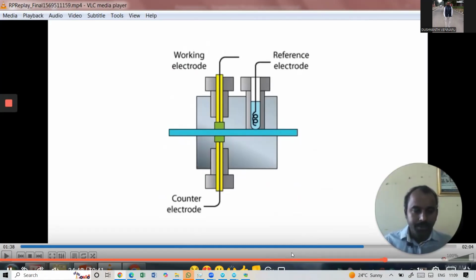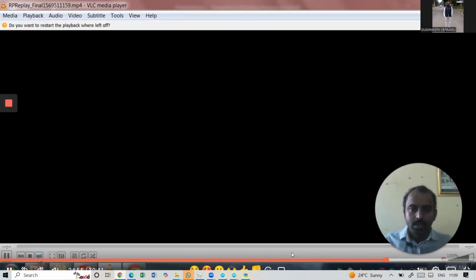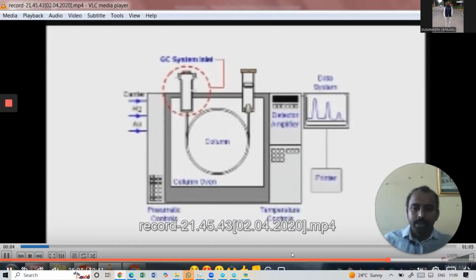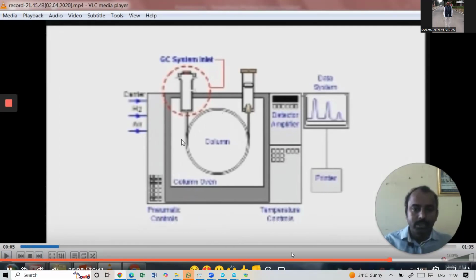Now let us see the fundamentals of gas chromatography. So now this comes the picture of gas chromatography. In gas chromatography, you have a column oven. Here, this circular portion which I am showing is your column. Now columns are again of two types. One is a capillary column and the other one is a packed column. So this tells you what type of columns you have.